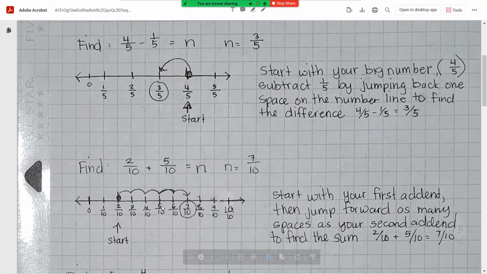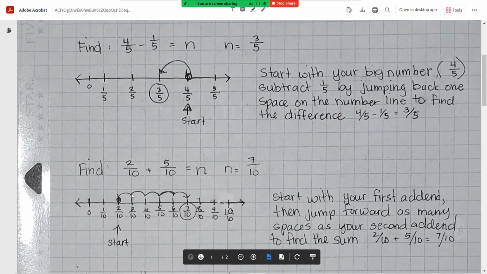Now, if I'm working with addition on a number line, with addition, we're going to be jumping forward to the right. Here, I want to find 2/10 plus 5/10 equals a number. So I'm going to start at my 2/10, and I'm going to make 5 jumps. So 1, 2, 3, 4, 5, and then I'm going to circle my answer. 2/10 plus 5/10 is going to give me 7/10 because we know 2 plus 5 is 7, and they're all in equal sized pieces of 1/10.